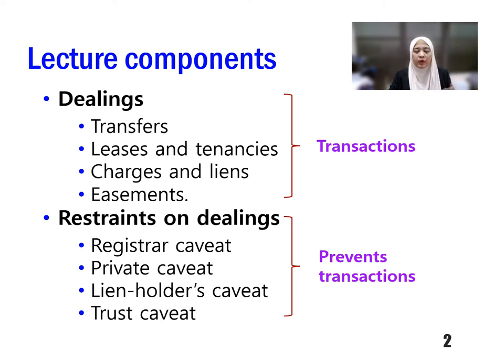So these are two different things. On one side, we have transactions on the land. Okay, what can be done on the title? But on the other hand, what can be done to stop the transaction from happening? So we're going to learn the restraints on dealings, which comprise registrar caveat, private caveat, lien holders caveat, and finally trust caveat. Again, there are also other restraints on dealings that we are not going to cover in this course, and things such as prohibitory order, which is actually not under National Land Code per se, but it's also a restraint on dealing.